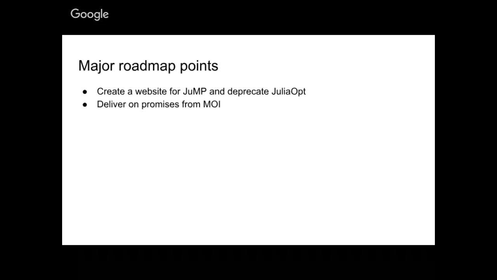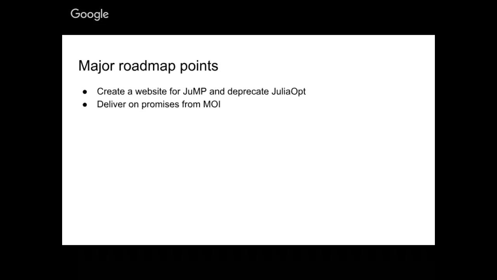And okay, so the reason that we are creating this roadmap is to let the community know what our plans are for JuMP 1.0, so that you can make plans around this, and so that you can, if you're interested, find a way to contribute. What we're going to do for 1.0 is create a website for JuMP. JuMP has survived for, I don't know, 7 years without a website. I think it's time. We have JuliaOpt.org, but that's not really the same thing. And we're also going to deprecate JuliaOpt, so I'll go into more details on these points in a bit.